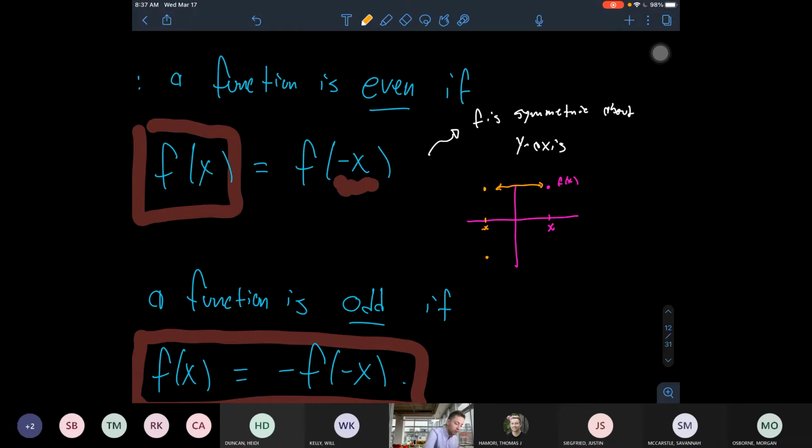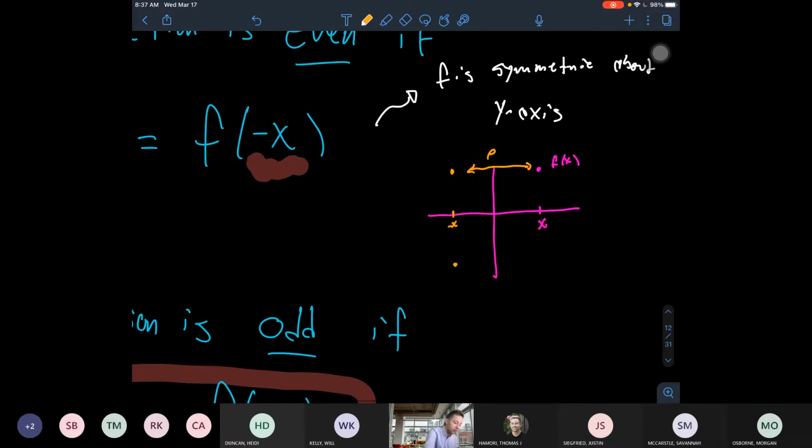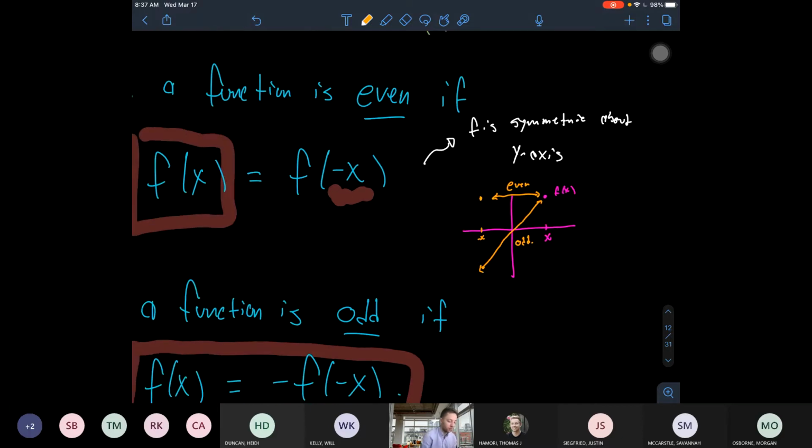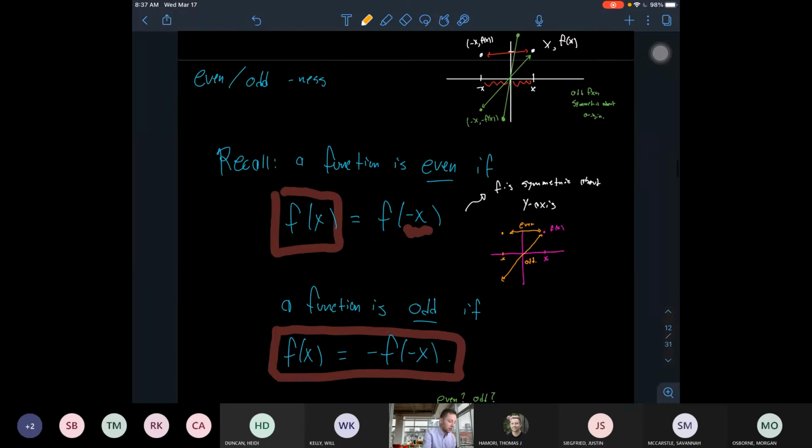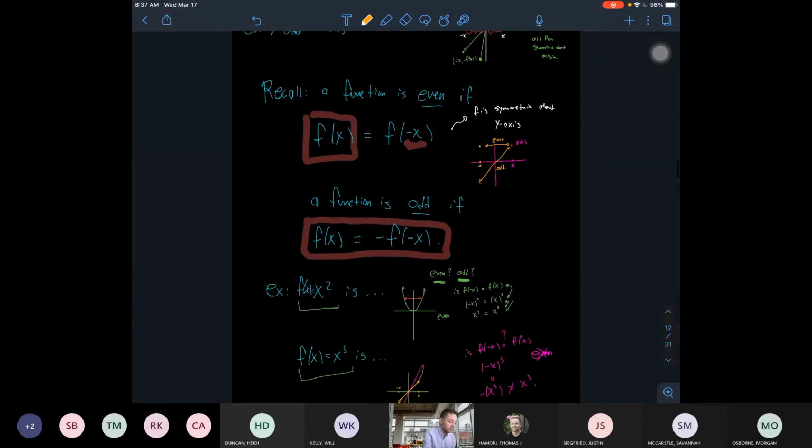Okay, so the words we had for that were that if it's even, we're going to be symmetric about the y-axis, and if it's odd, then it's going to be symmetric about the origin. Okay, so that was evenness and oddness.